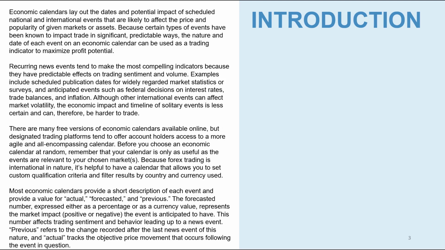The forecasted number, expressed either as a percentage or as a currency value, represents the market impact, whether positive or negative, the event is anticipated to have. This number affects trading sentiment and behavior leading up to a news event. The previous release refers to the change recorded after the last news event of this nature, and the actual release tracks the objective price movement that occurs following the event in question.